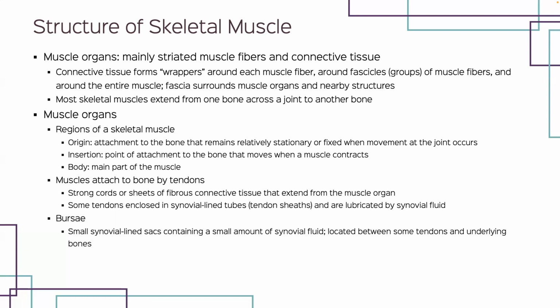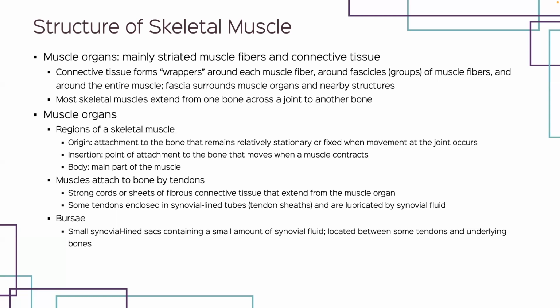Most of our skeletal muscles are attached to two bones that have a movable joint between them. In other words, most of our muscles extend from one bone across a joint to another bone. One of the bones is usually more stationary during a given movement than the other. The muscle's attachment to the more stationary bone is called its origin. Its attachment to the more movable bone is called the muscle's insertion. And the rest of the muscle itself is called the body of the muscle.